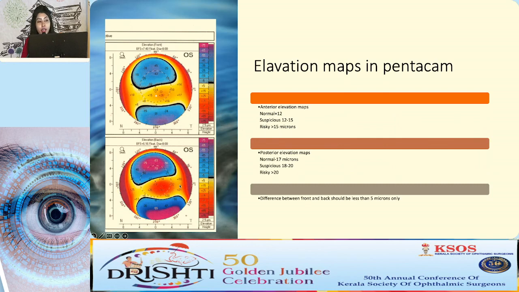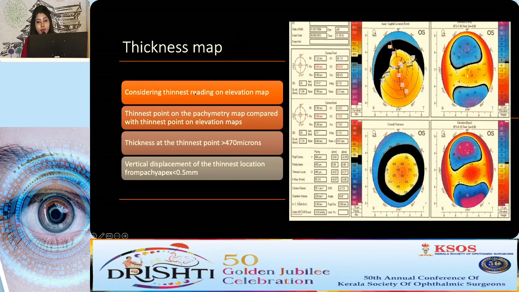Coming to the elevation maps in Pentacam. Here on the right hand side, you will have a front elevation map and a back elevation map. In the anterior elevation map, any value greater than 12 is abnormal. In the posterior elevation map, any value greater than +18 is again abnormal. And the difference between the front and the back should be less than 5 microns only. Coming to the thickness map, first you have to locate the thinnest reading on the elevation map. Here, this is the thinnest reading on the elevation map, and then you have to compare it with the thinnest point in the pachymetry map. If that value is greater than 470 microns, then that is abnormal.